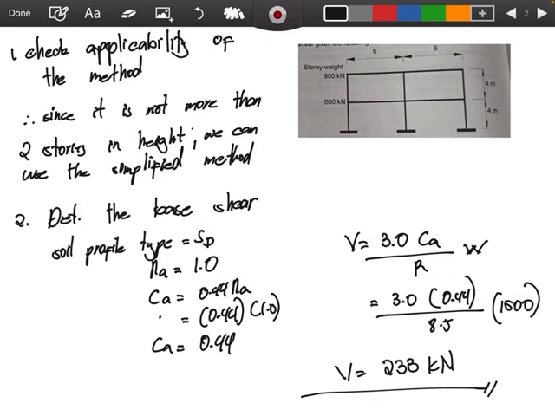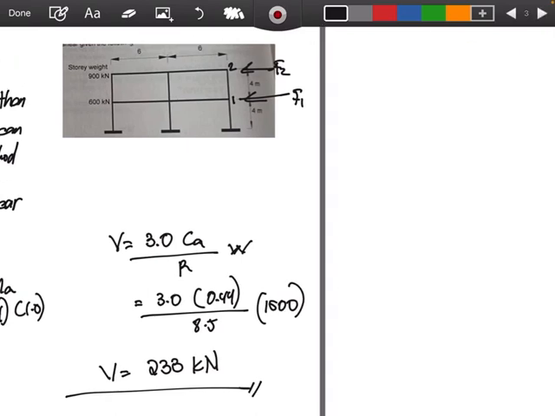The next step upon determining the base shear is for us to distribute the force at each level. We'll designate this as level 1 and this one as level 2. We're going to check the distributed force in level 2 and in level 1, since we got our design base shear of 233 kilonewton.